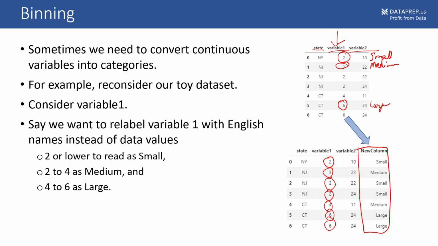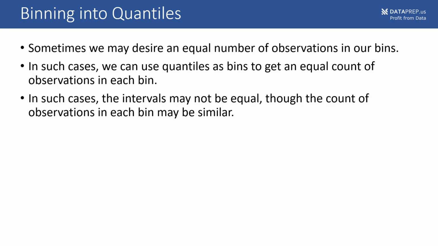Now, in this situation, we performed binning based upon our human judgment. And when we do such binning, what we often find is that some of our bins will have a lot of data and some others will have very little. Maybe that is what we desire, and that is completely fine. But sometimes we want bins or buckets that contain roughly equal amounts of data. We can do that by using quantiles as bins.